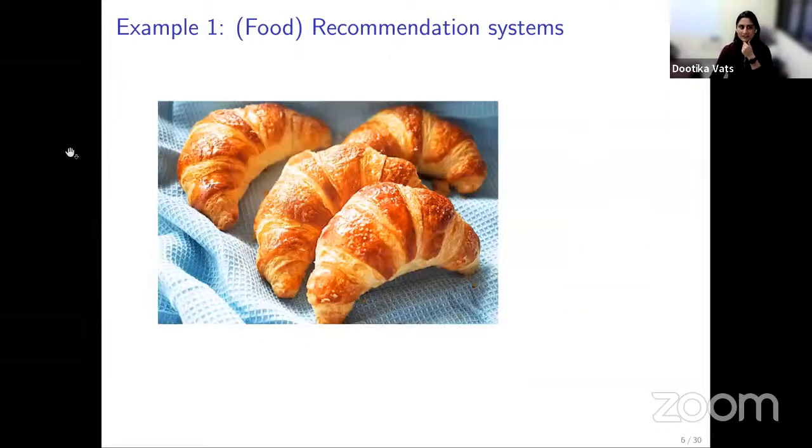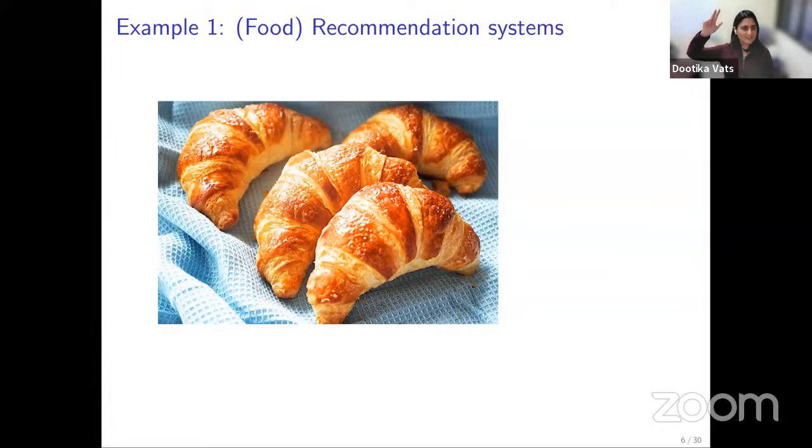Does anybody know what this is? Okay, it's a type of bread, but it's called a croissant, right? Perfect. It is also baked, also made of bread. So it got two things. It is also somewhat Italian, so it got three things correct. Okay, anything else that I'm missing? Anyone who knows croissants a bit better?